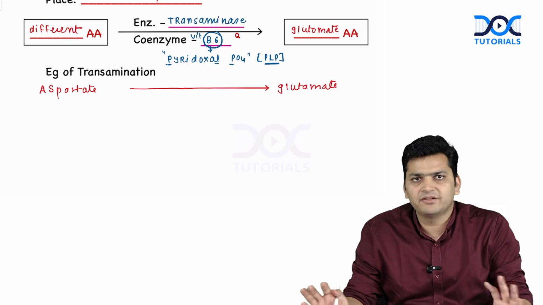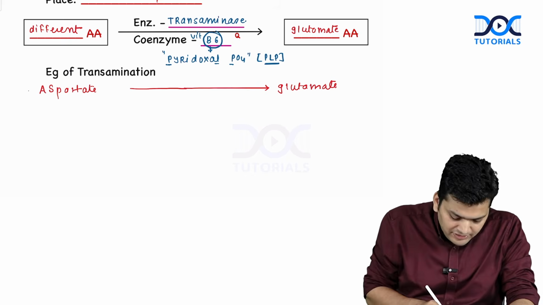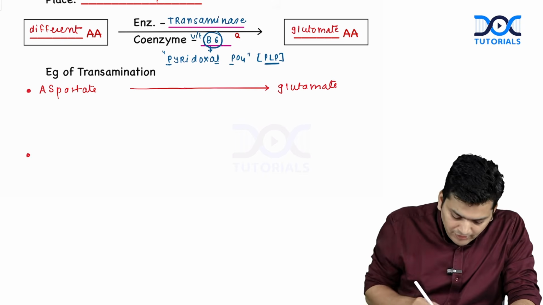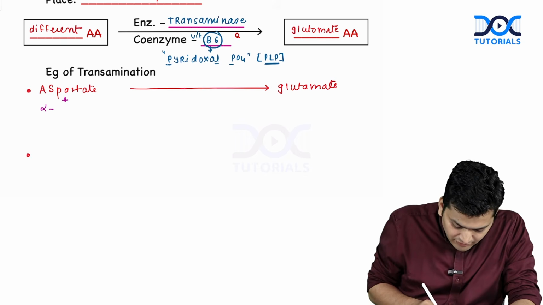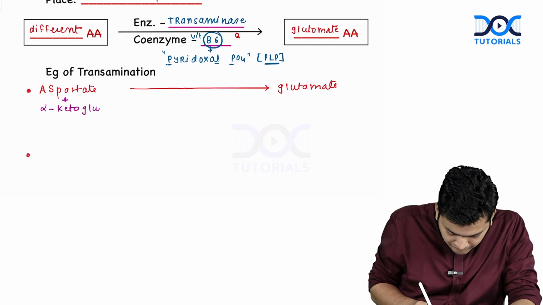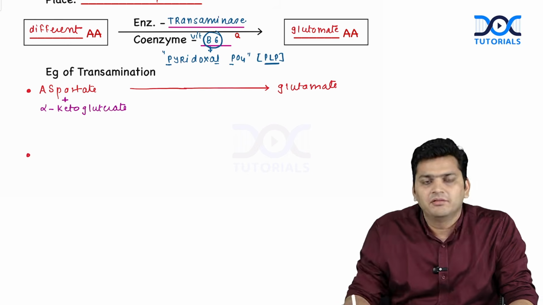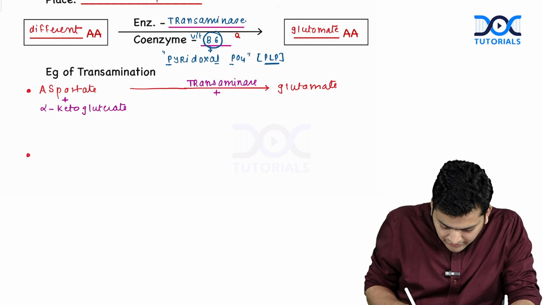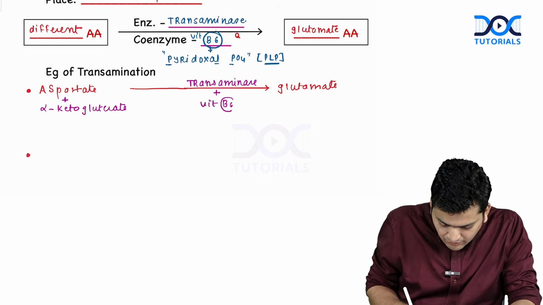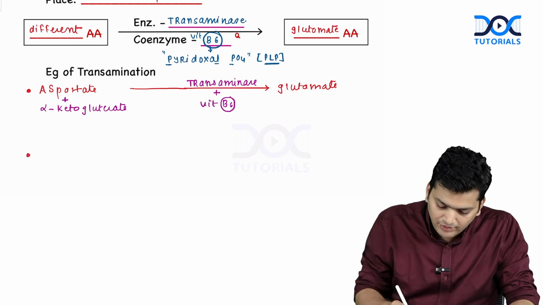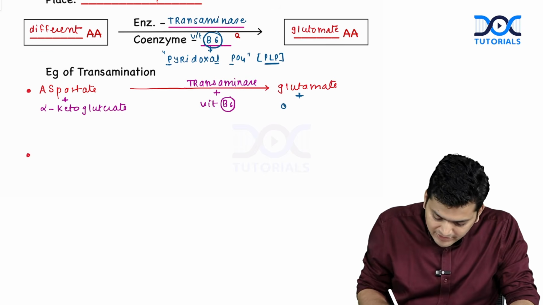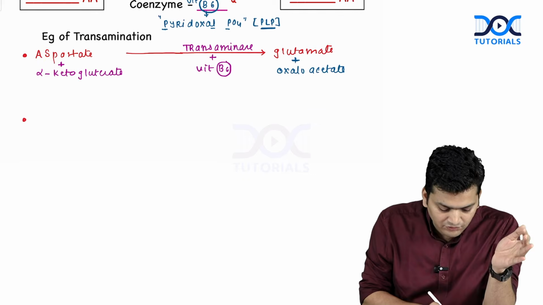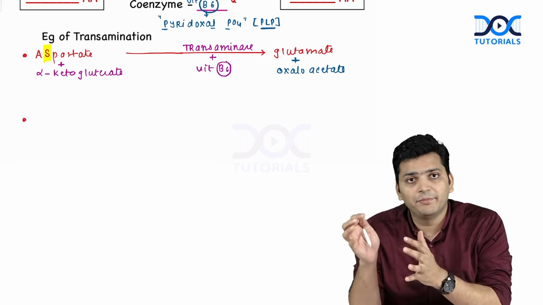The product is fixed, that is glutamate. We have different amino acids, maybe aspartate, maybe alanine. We will see some of them. So when aspartate converts into glutamate, for this transamination you require alpha ketoglutarate. And with the help of the enzyme transaminase and vitamin B6, we are going to generate glutamate. Along with the glutamate, we are going to generate one more byproduct, that is oxaloacetate. When we do the transamination of aspartate, we generate glutamate plus oxaloacetate.